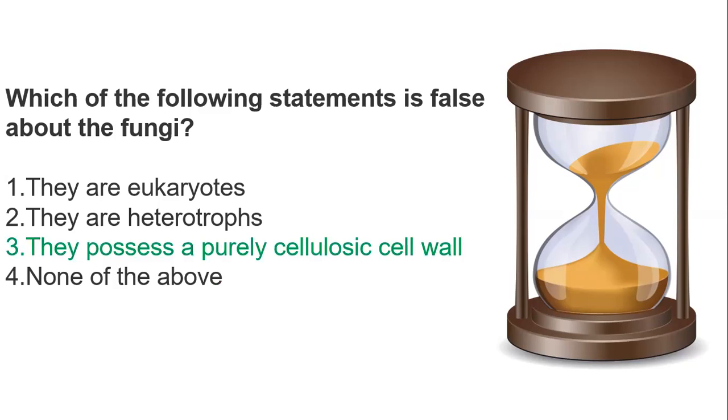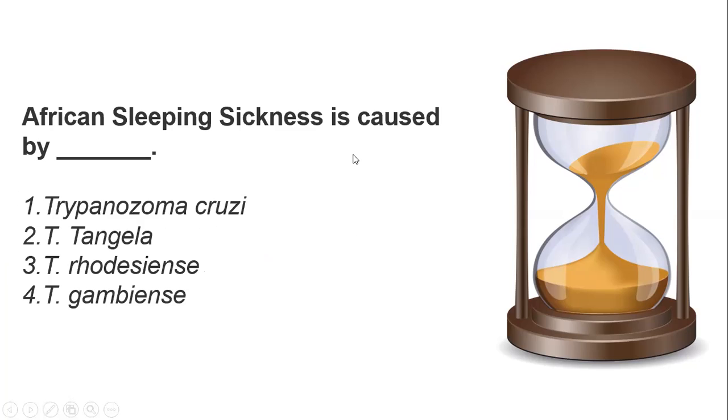So let's move on to the answer. Exactly, they possess a purely cellulosic cell wall is absolutely a wrong statement, right? Because the cell wall is sometimes made up of chitin, right? All these are certain questions that are asked. So all of you, these are the important MCQs for the NEET examination. Some of the basic important MCQs.